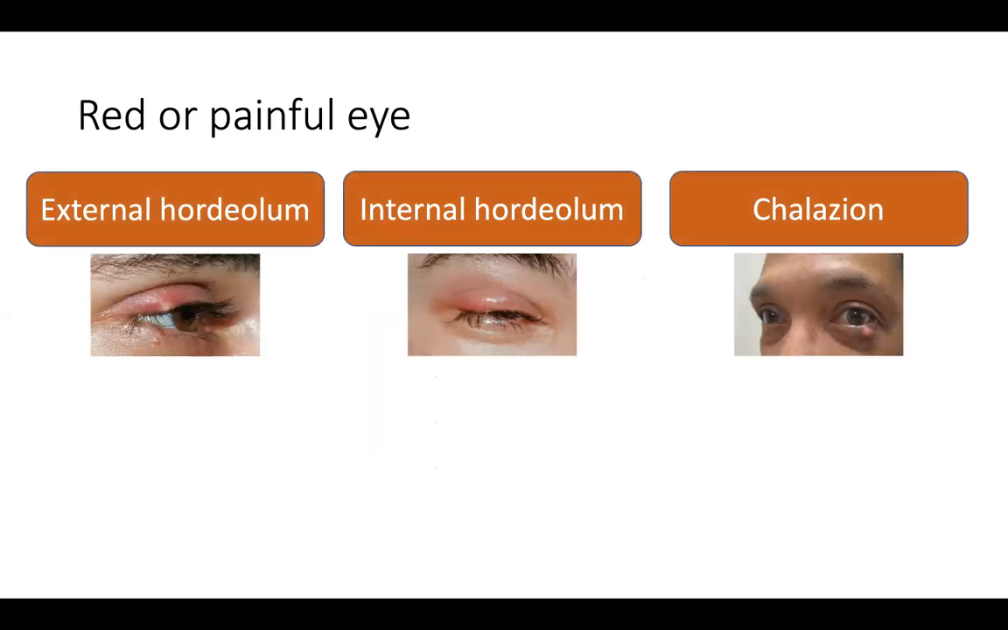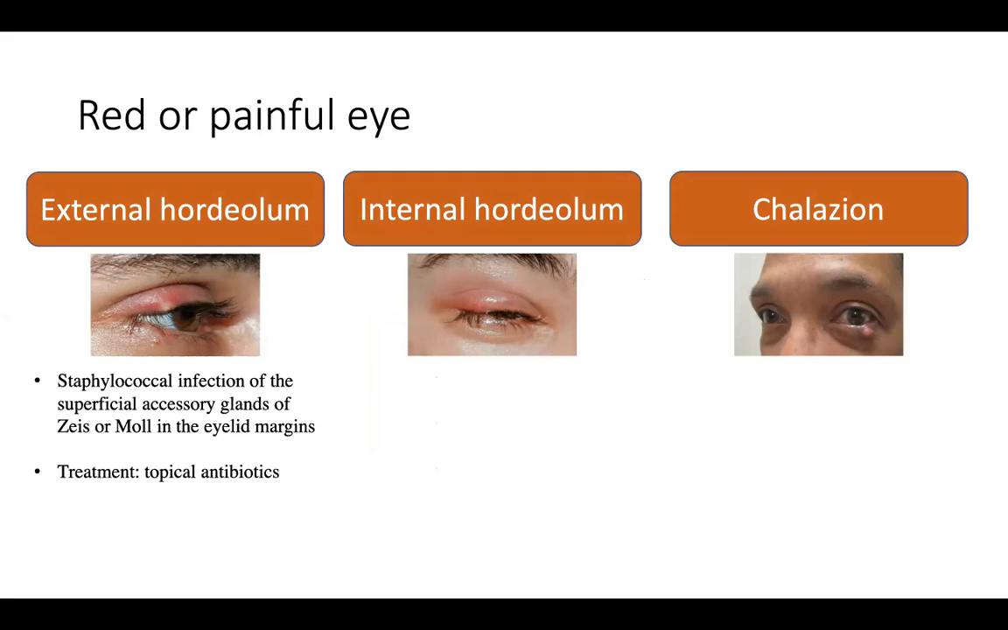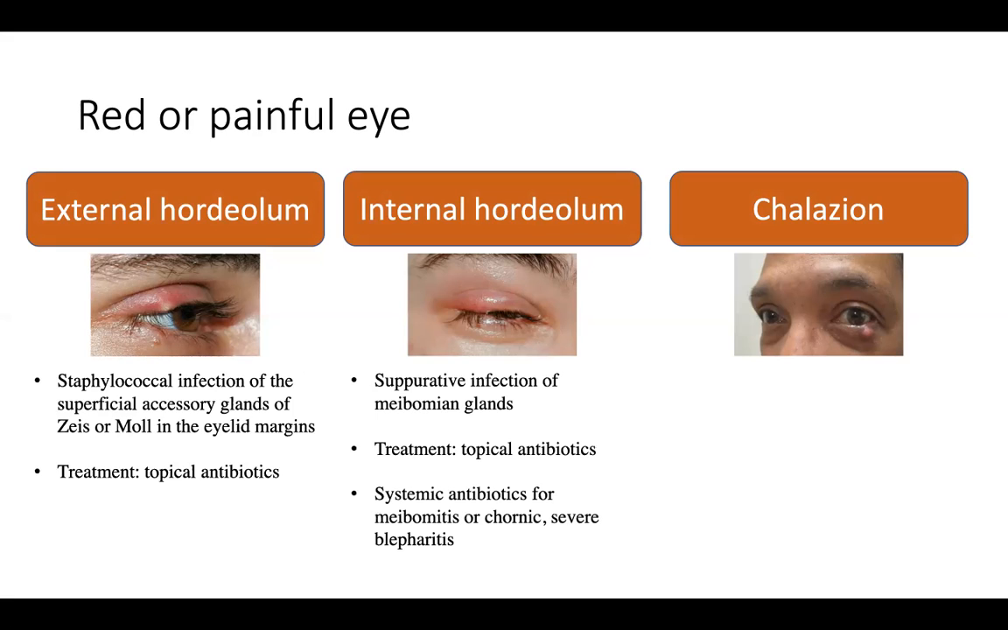An external hordeolum or stye is caused by staphylococcal infection of the superficial glands of Zeis or Moll located in the eyelid margins. Topical antibiotics may be applied as treatment. An internal hordeolum occurs after suppurative infection of oil-secreting meibomian glands within the tarsal plate of the eyelid. Topical antibiotics may be applied. Systemic antibiotics may be given for meibomitis or chronic severe blepharitis.